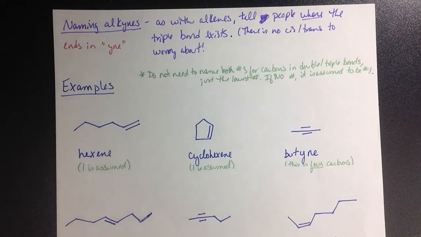So as with alkenes, you have to tell people where that triple bond is located, and you don't have to worry about cis-trans with alkynes, which is kind of awesome because it's all a line, right? Okay, so let's practice this.